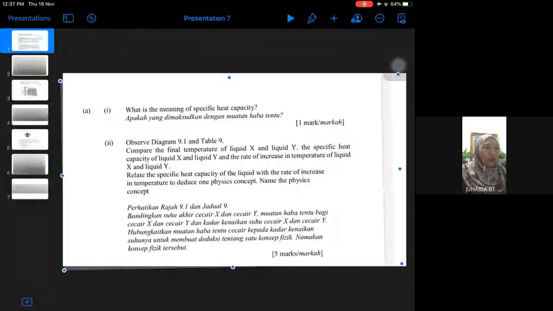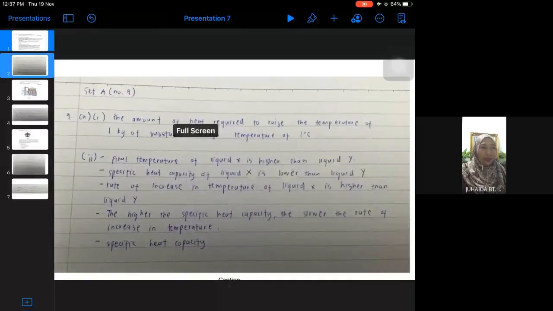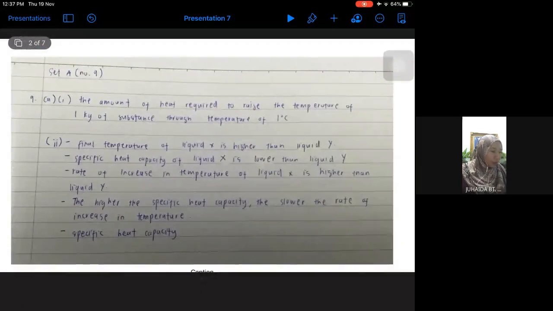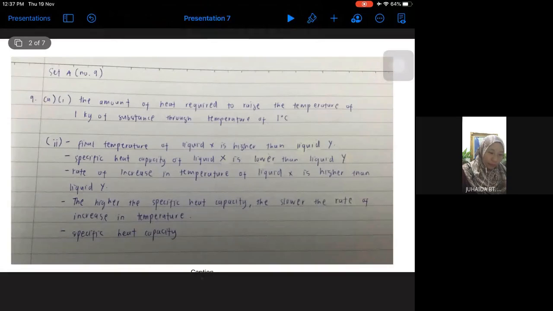So you need to answer in point form. Okay, what is the answer? So this one you have to refer to the diagram 9.1 and table 9. So Dura didn't show the whole question. So I hope you can see the questions on your own. Okay, what is the answer? Compare the final temperature. Our answer is: final temperature of liquid X is higher than liquid Y. Next, specific heat capacity of liquid X is lower than liquid Y. And then rate of increase in temperature of liquid X is higher than liquid Y.